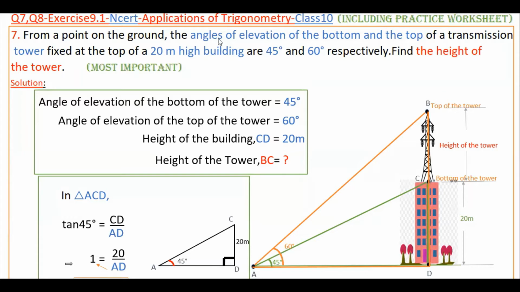See here, the angles of elevation of the bottom and top. Bottom is 45 degrees and top is 60 degrees. So these two angles are given. And the height of the building is also given. We have to find the height of the tower.